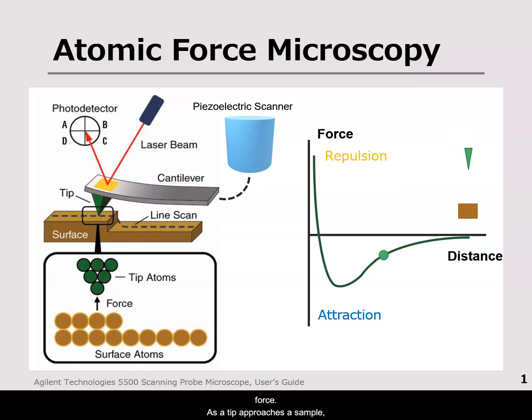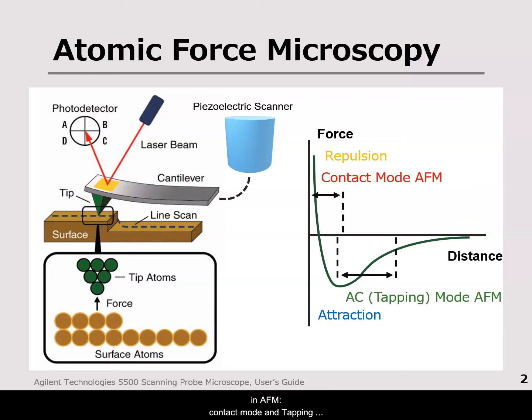As a tip approaches a sample, at the beginning it feels a small attraction force, and this attraction will get stronger until it reaches a maximum. From this point, when the tip travels closer and closer, it starts to feel a stronger and stronger repulsion. There are mainly two modes in AFM, contact mode and tapping mode, which is called AC AFM as well. They work with different sample-tip distance.